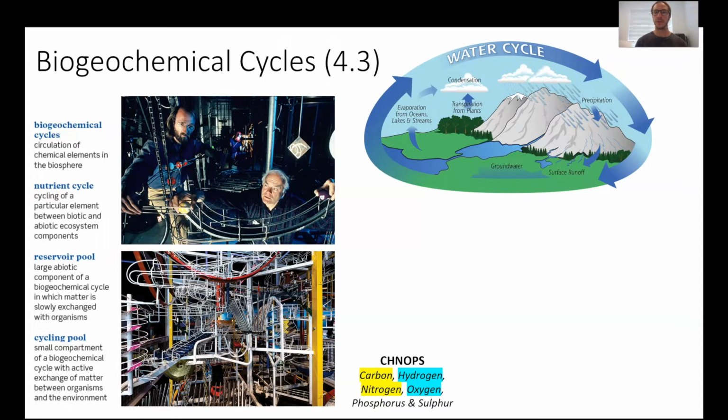It moves through the abiotic components of the environment through evaporation from oceans, lakes, and streams, as well as through evapotranspiration from the leaves of plants. The water moves from a fluid to a gas, and then through condensation comes down again in the form of precipitation. The reservoir being the oceans, lakes, and streams.